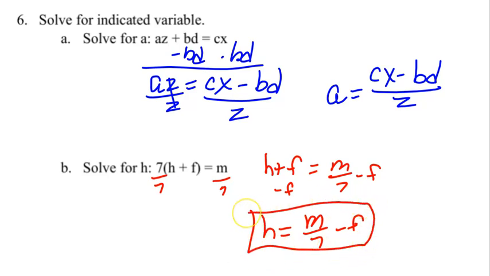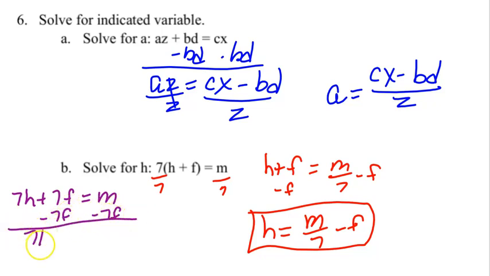Now you would still get the same answer if you distributed it. So let me just show you quickly. If you distribute the 7, that would give you 7h plus 7f equals m. To get 7h by itself, you'd subtract 7f on both sides. And you would have 7h equaling m minus 7f. And then you would divide everything by 7. And when you divide everything by 7, the 7's divide out. You're still left with m divided by 7 minus f.